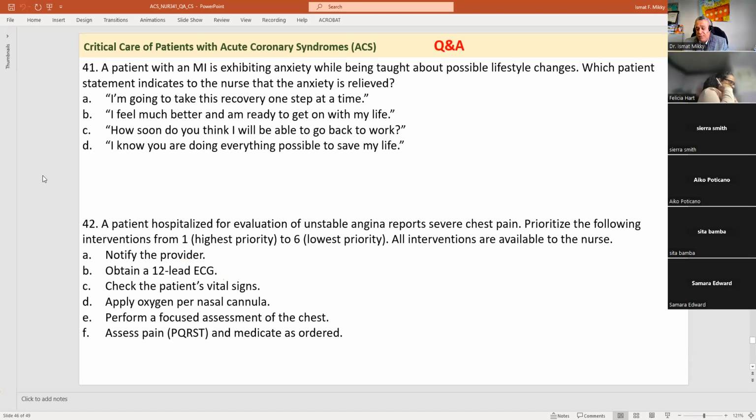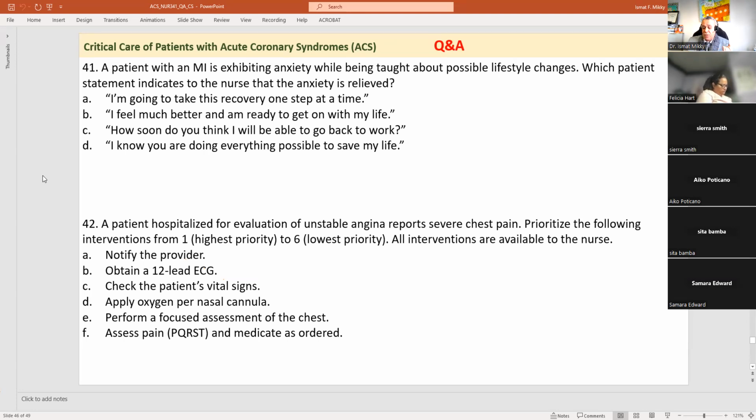42. It's a priority question, from the highest, like number one, to the lowest priority. We're going to rank all of them, from the first to the sixth.